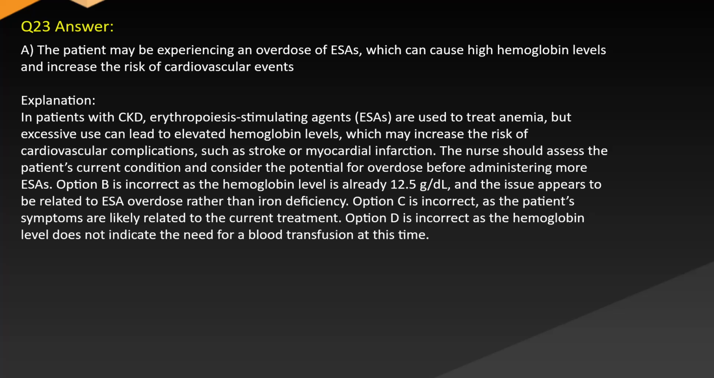Option B is incorrect as the hemoglobin level is already 12.5 grams per deciliter, and the issue appears to be related to ESA overdose rather than iron deficiency. Option C is incorrect as the patient's symptoms are likely related to the current treatment. Option D is incorrect as the hemoglobin level does not indicate the need for blood transfusion at this time.